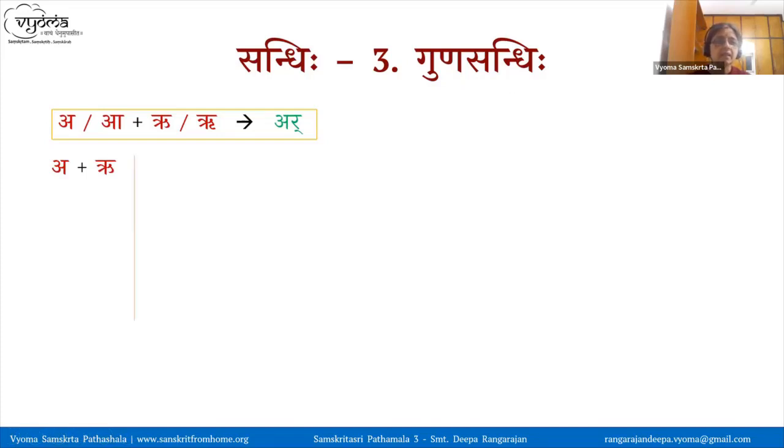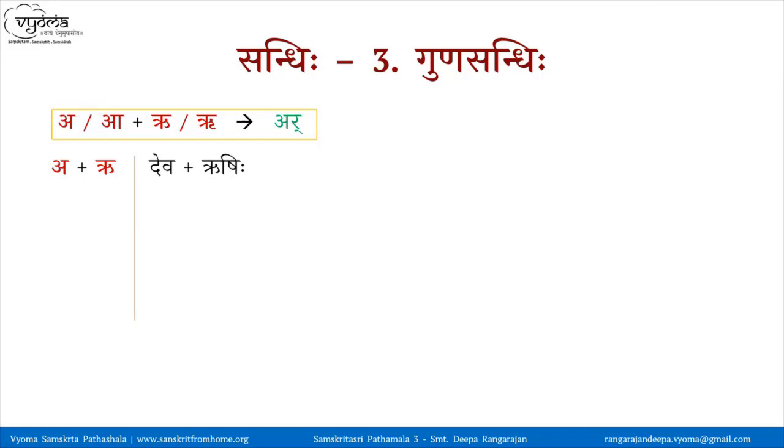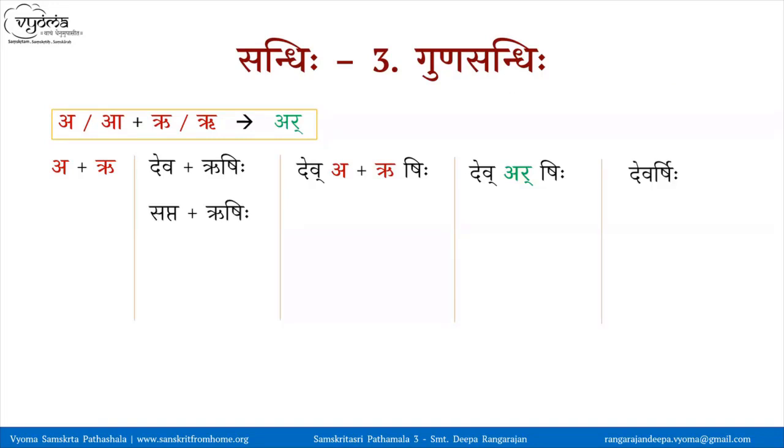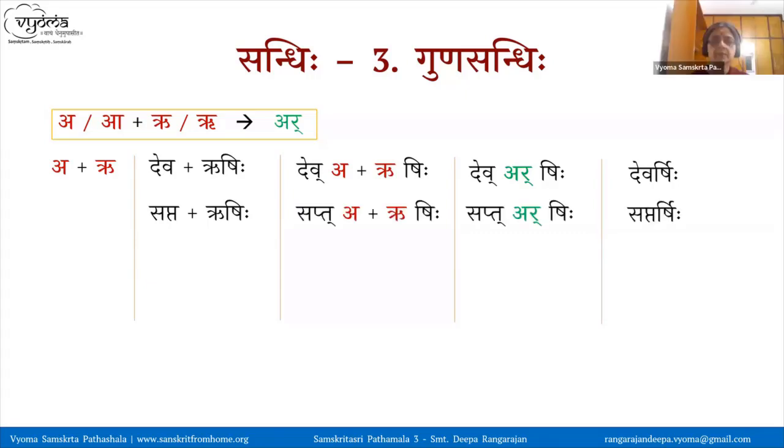Akara, Rikara gives Ar. Deva plus Rishihi, Devarshihi. So the A and R has become Ar. Sapta plus Rishihi, Saptarshihi. Akara with Rikara.